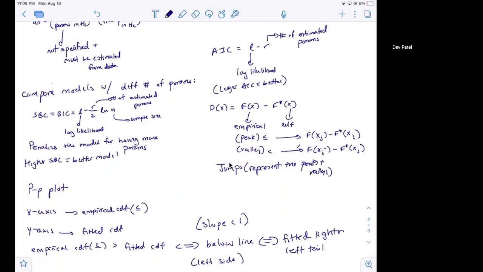And why we want to do this, why we have such things as SBC, BIC, AIC, is because we want to mitigate just having a bunch of parameters, right? More parameters doesn't necessarily mean a better model. We want to also have a penalty for more complex models. And so that is why we're able to have these different metrics, SBC, BIC, AIC, which penalize the model for having more parameters, right? And you can see the formulas there.